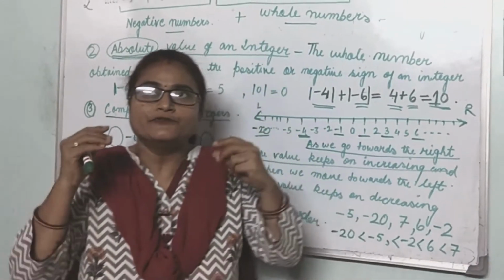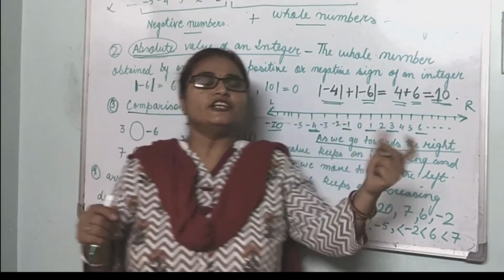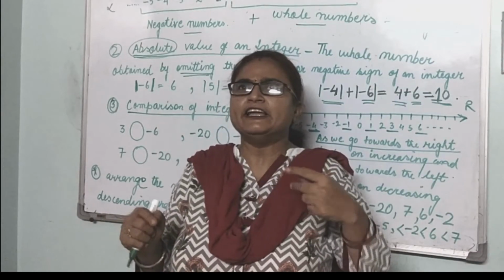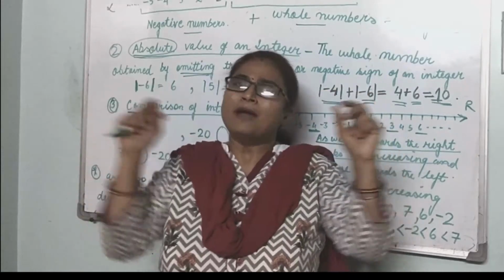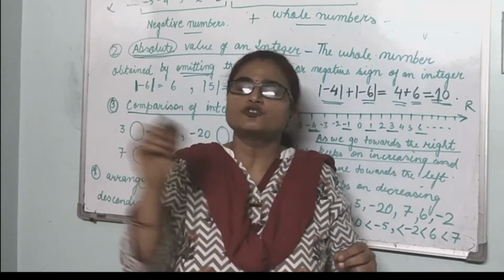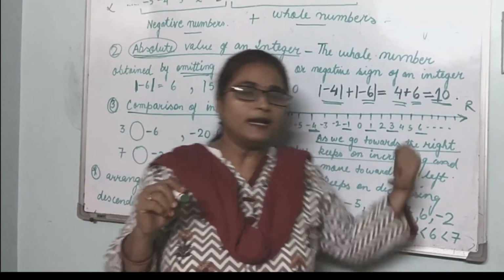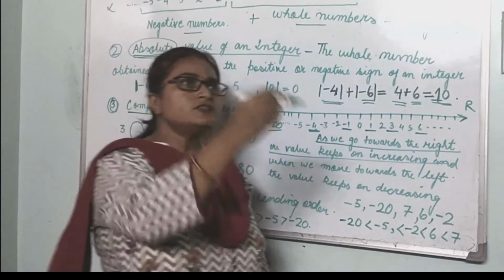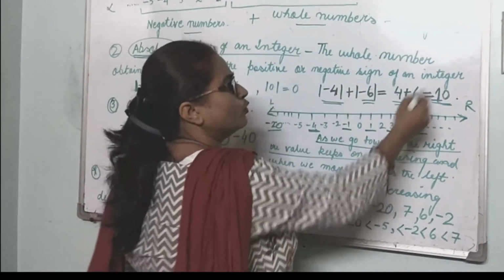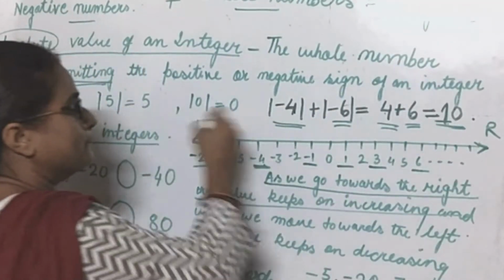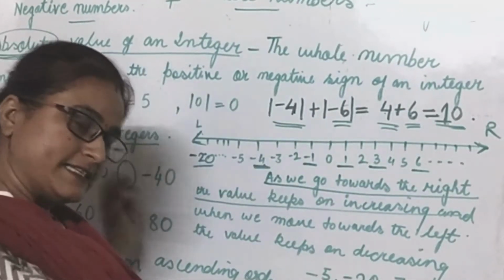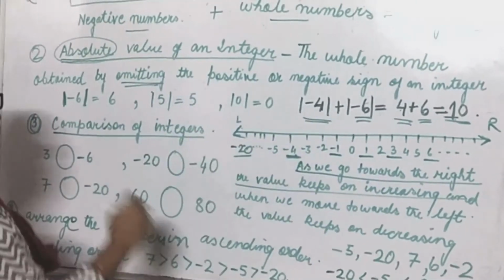Whenever this type of sums are given, such as arrange in ascending order, arrange in descending order, or comparison, you have to just imagine, or if you have a problem, you can simply draw a rough number line, and you will see the numbers towards the right. As you go towards the right, the numbers have more value compared to the numbers on the left-hand side. Now let us consider a small example.